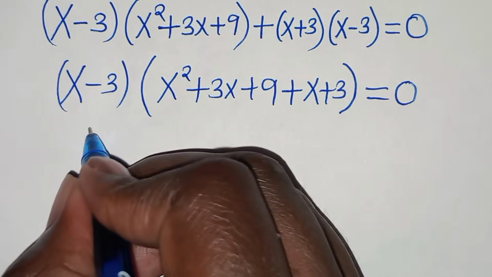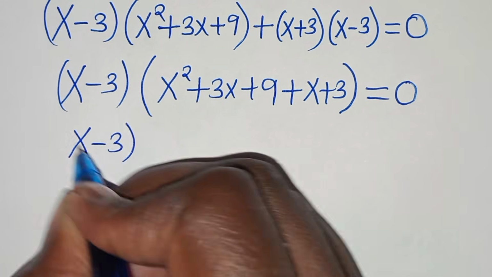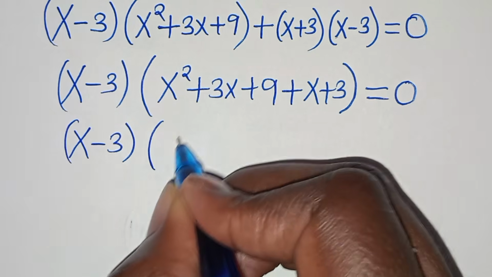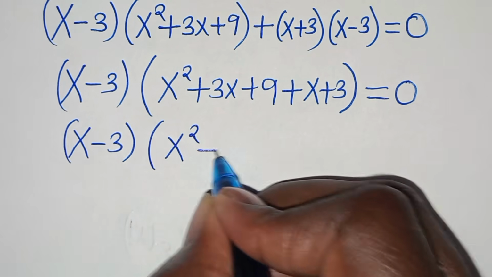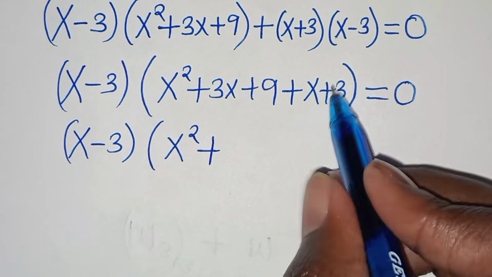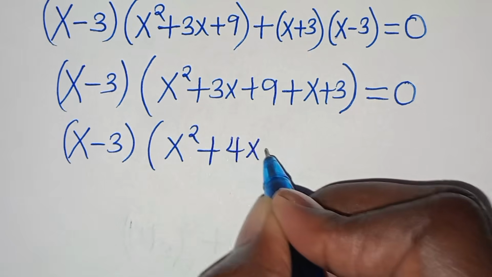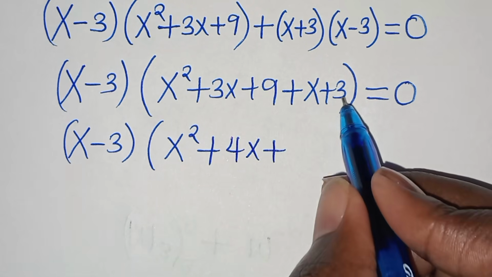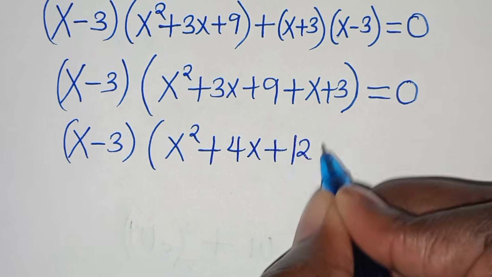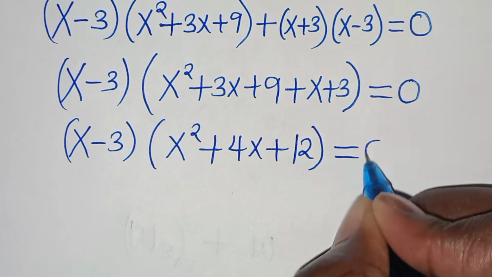Now this is x minus 3 multiplied by x to the power of 2 plus, now this is 3x plus x, this is 4x, then plus 9 plus 3, this is equal to 12, and this is equal to 0.